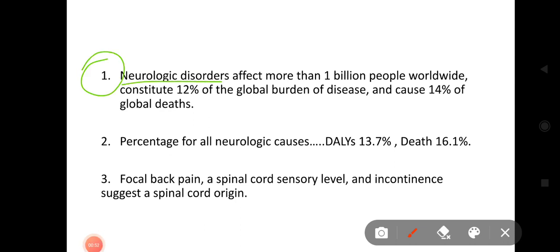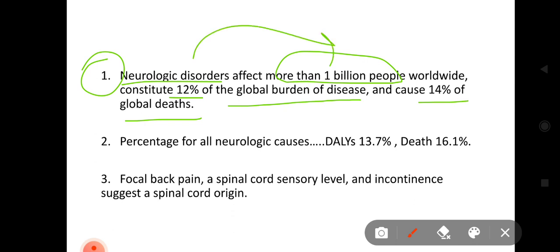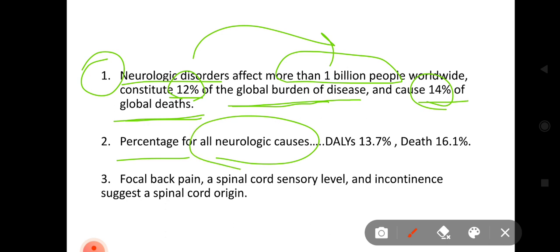Neurologic disorders affect more than 1 billion people worldwide. They constitute 12% of the global burden of disease and cause 14% of global deaths. Sometimes in MCQs they ask very weird database questions. So neurologic disorders: around 1 billion people, 12% of the global burden of disease, and 14% of global deaths. Now some percentages for neurological diseases: the daily burden of neurological diseases is around 13.7% and the death ratio is around 16.1%.